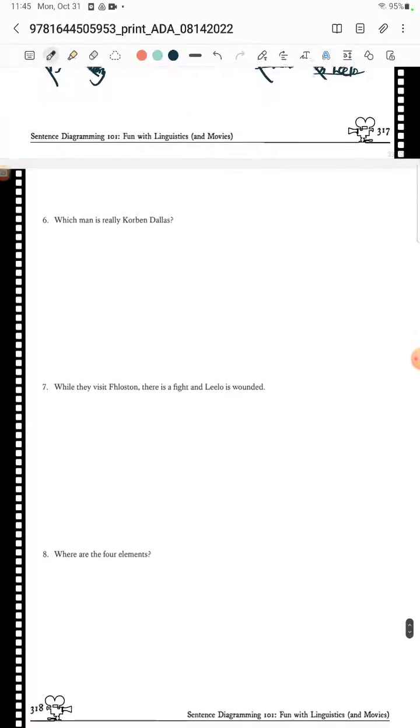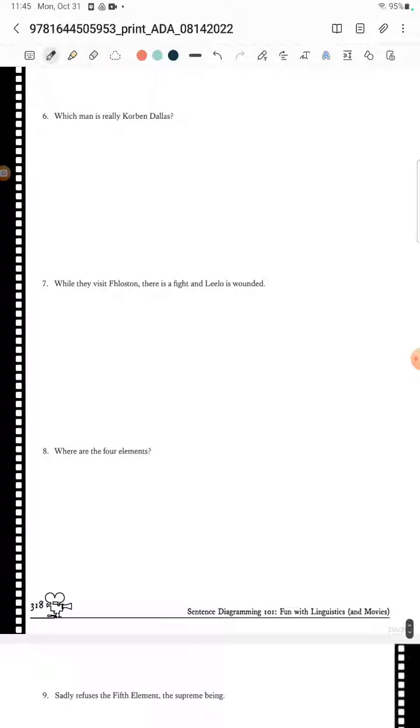All right, moving on to number 6. Which man is really Corbin Dallas? All right, this one's fun. So really this sentence is Corbin Dallas is man. So that's my subject, that's my verb, that's my subject complement. And then which and really are adverbs. So I'm like, Corbin Dallas is man. And then he is which man, and he is really a man. So, right? Yeah, which is an adjective here, and really is an adverb.